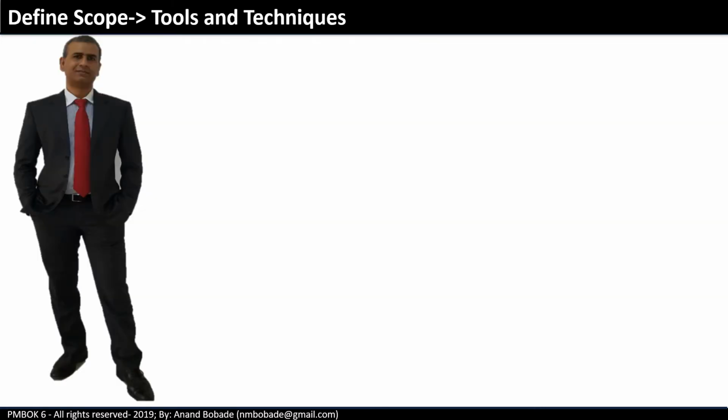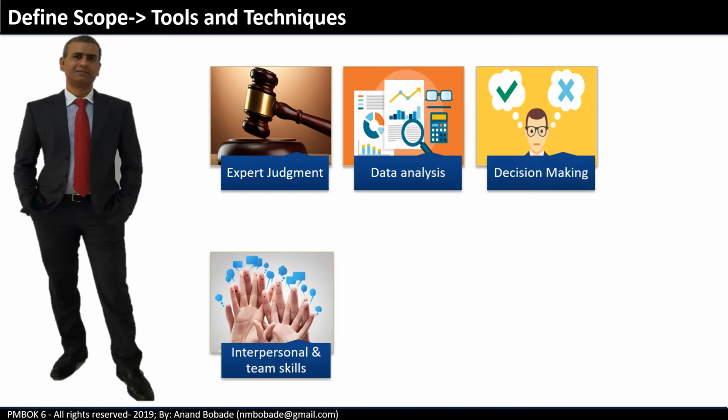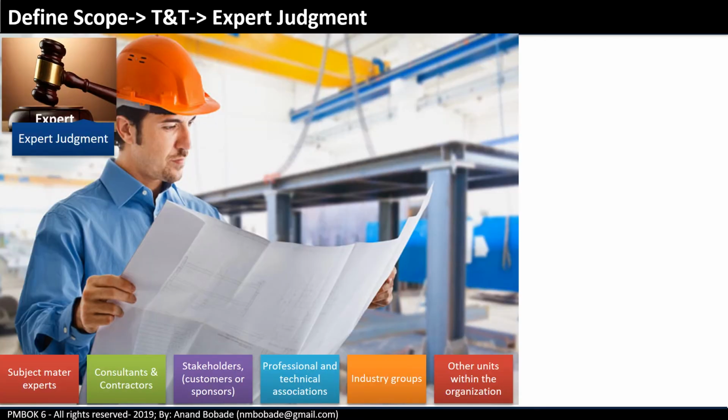Tools and techniques. Expert judgment, data analysis, decision making, interpersonal and team skills. These 4 tools and techniques are very generic. We have seen them multiple times and they are used in many decision making processes on the project. The 5th technique is product analysis, which is used specially for this process.